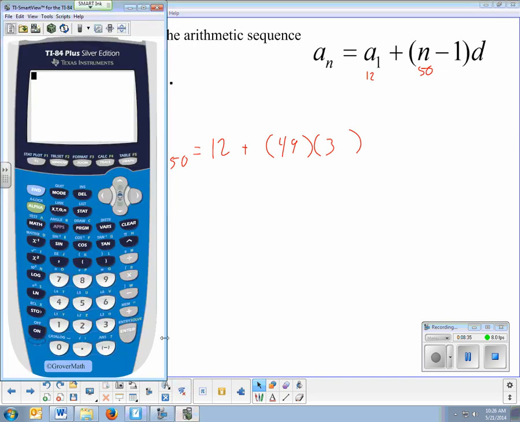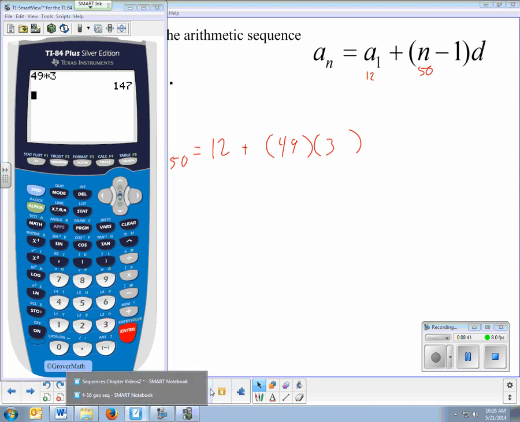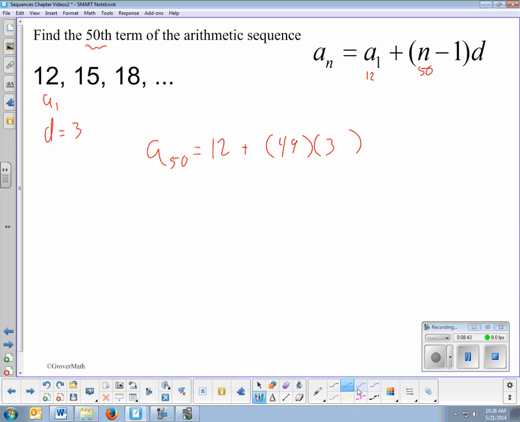So my calculator is ready. 49 times 3 is 147. So let me get back to this. And so we have 12 plus 147, which is going to be 169.